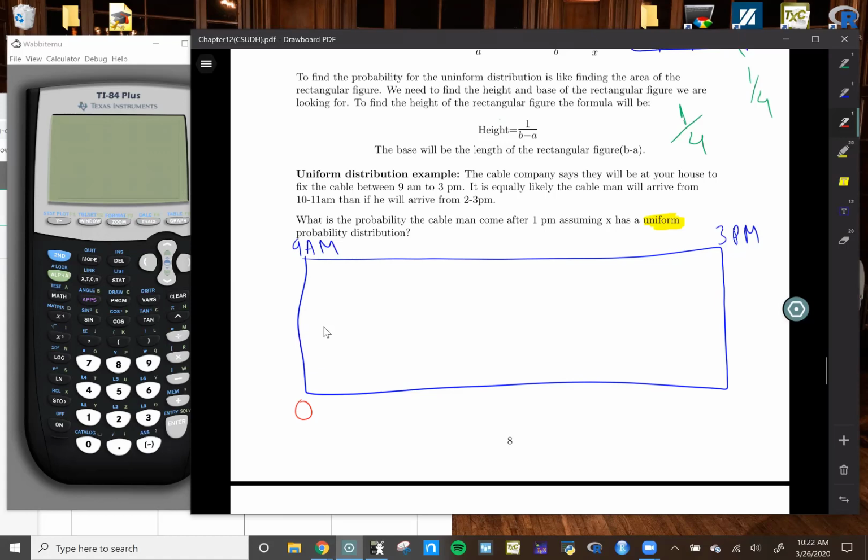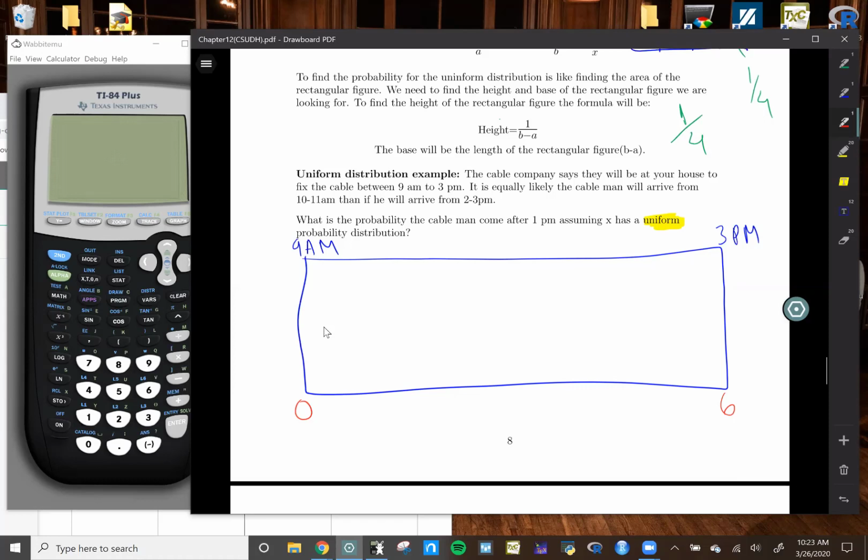Say now the cable guy arrived all the way at 3 p.m. How many hours did we wait for the cable guy? 4 hours? How many hours? 6. Sorry, no, it should be 6. If you do 10, 11, 12, 1, 2, 3, it will be 6. All right. Everybody go with 0 to 6.